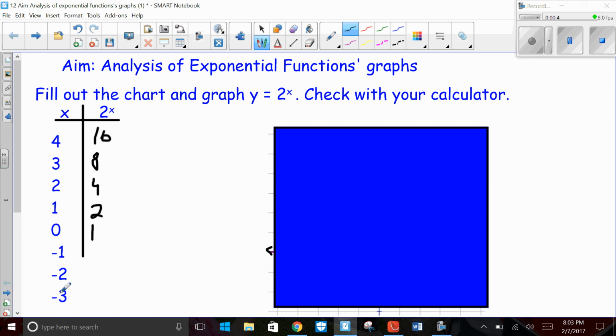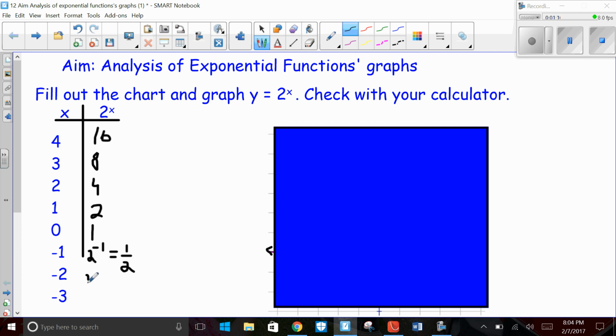Now, negative exponents are tricky. So 2 to the negative 1: if you raise a number to a negative power, the way we define this is that it's the reciprocal of that number to the positive power. So it'll be 1 over 2 to the 1. We don't have to write the 1 here because 2 to the 1 is 2.